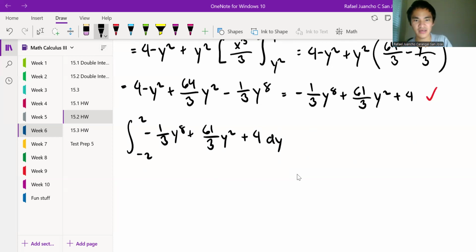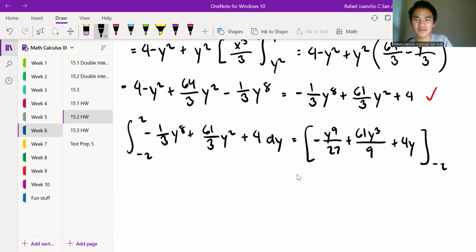Then here we basically get, so let's just integrate the whole thing. So we have -y to the 9th over 27. Whew, this one's 61y cubed over 3. That's 9. This one's 4y. Okay, I didn't mess up there, right? I don't think I did. Okay, I don't think I did mess up there. No way did I mess up there.